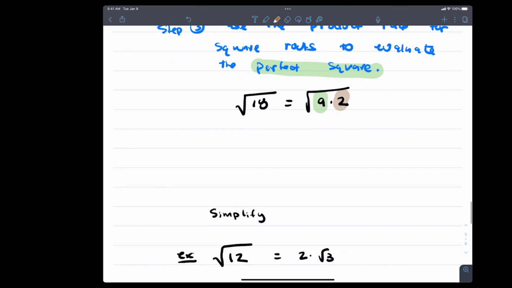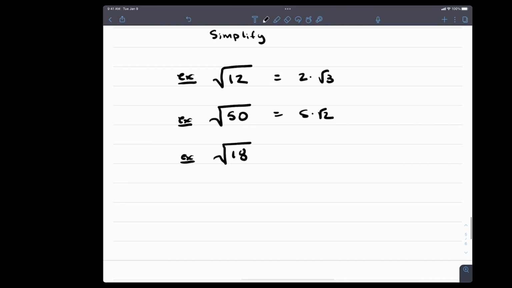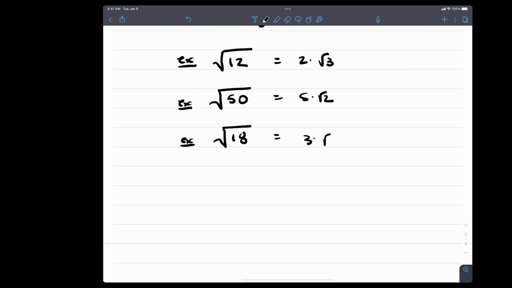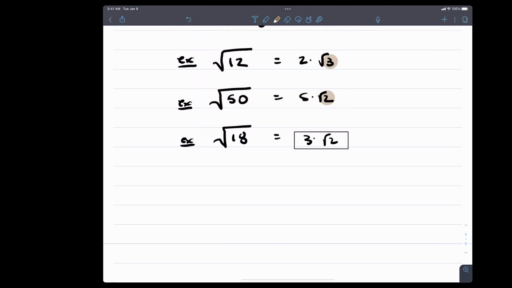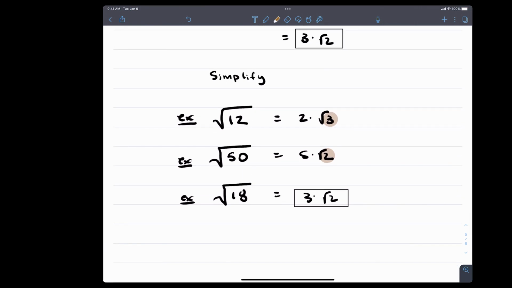Okay? Product rule. Square root of 9 times the square root of 2. What's the square root of 9? 3 times the square root of 2. And you are done. Okay, you guys okay with that? What you're going to notice is we're going to leave back the quotients every single time. You guys notice that?